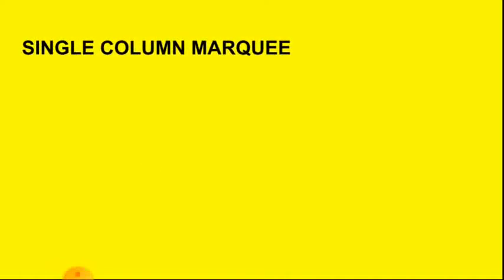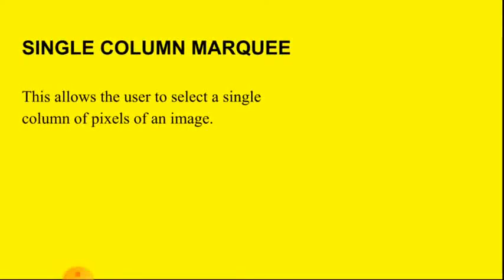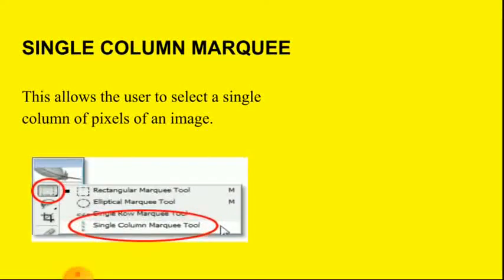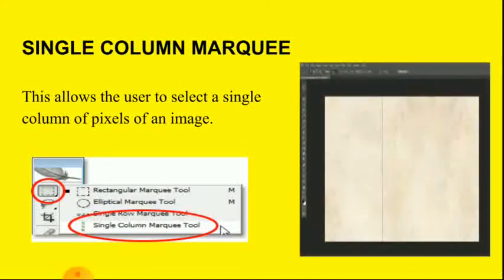Single column marquee. This allows the user to select a single column of pixels of an image. Can you see a line with dotted column? That is the single column marquee. It allows the user to select a single column of pixels of an image.